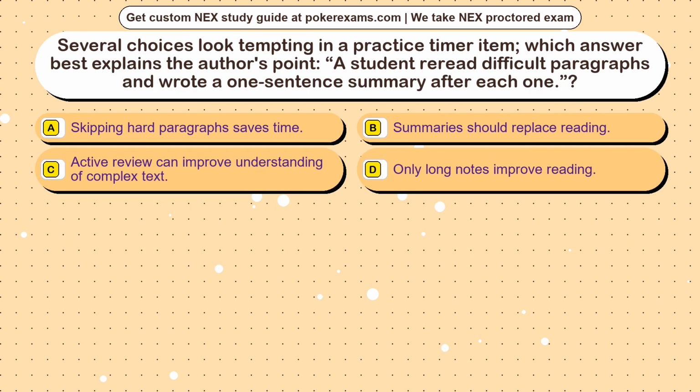Question 12. Several choices look tempting in a practice timer item. Which answer best explains the author's point? A student reread difficult paragraphs and wrote a one-sentence summary after each one. Option A, skipping hard paragraphs saves time. Option B, summaries should replace reading. Option C, active review can improve understanding of complex text. Option D, only long notes improve reading.